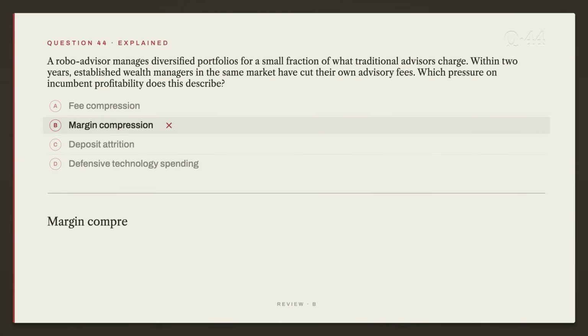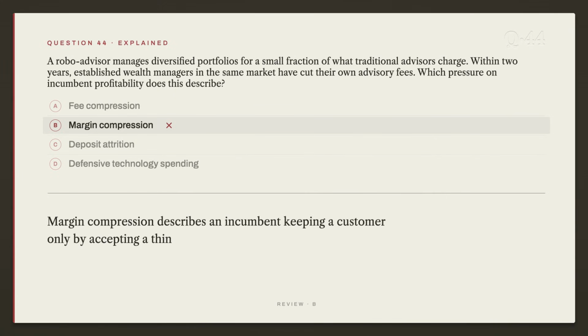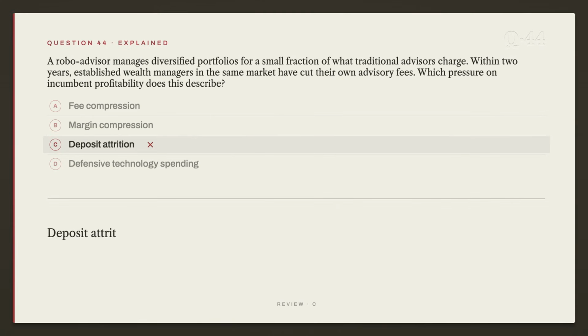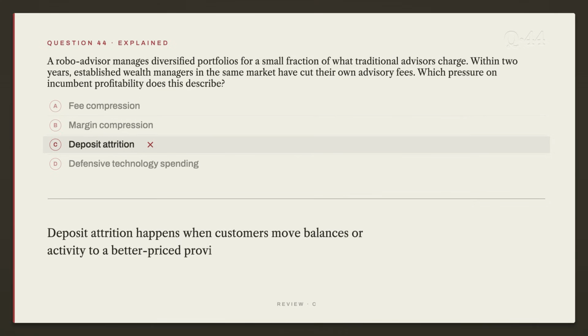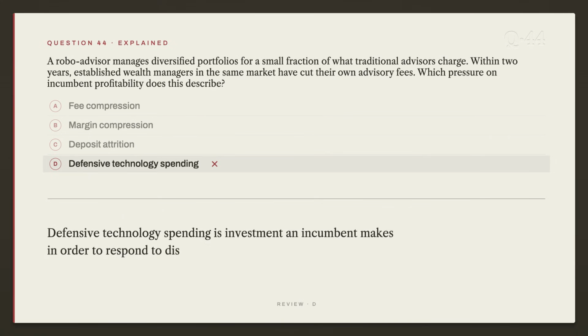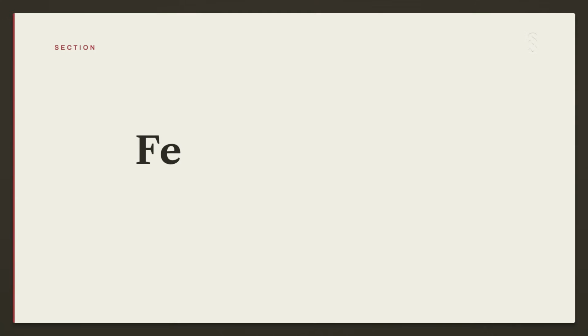B is wrong because margin compression describes an incumbent keeping a customer only by accepting a thinner spread, which shows up most often in lending and payments. This scenario specifically describes published advisory fees falling across a market. C is wrong because deposit attrition happens when customers move balances or activity to a better price provider. The scenario says fees fell, not that clients left. D is wrong because defensive technology spending is investment an incumbent makes in order to respond to disruption. It is a cost the incumbent chooses, rather than the price pressure described here.